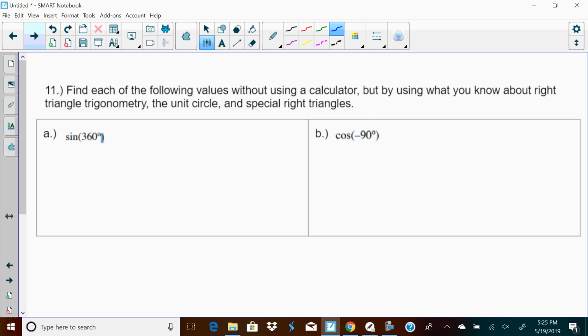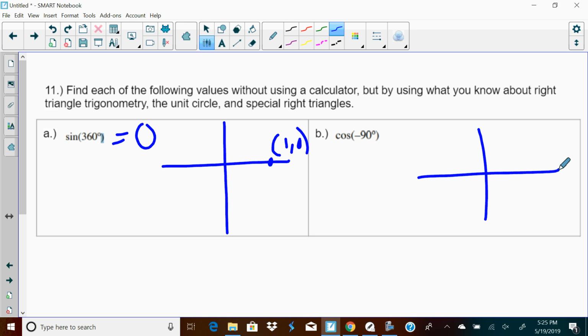11, find each of the following values without using a calculator. Use what you know about a trig triangle or the unit circle. So I know that 360 is right here. And this is the ordered pair 1, 0. Sine is y, so this is equal to 0. So negative 90 is right here, which is the ordered pair 0, negative 1. Cosine is x, so this equals 0 as well.